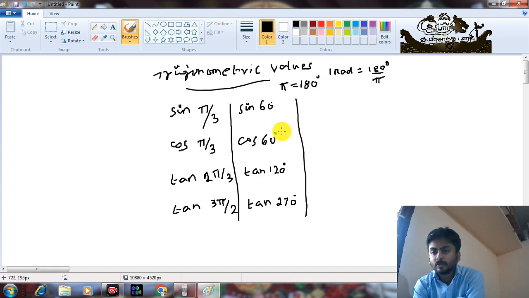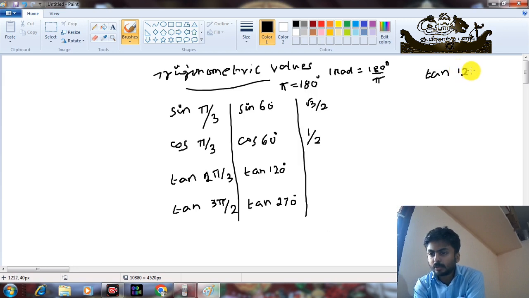So we know the sin 60 value. What is sin 60? Sin 60 is root 3 by 2. Cos 60 is 1 divided by 2. Tan 120 and tan 270, we are not familiar with them, so we want to use the scientific calculator. But before that, let me try it myself with normal calculation.